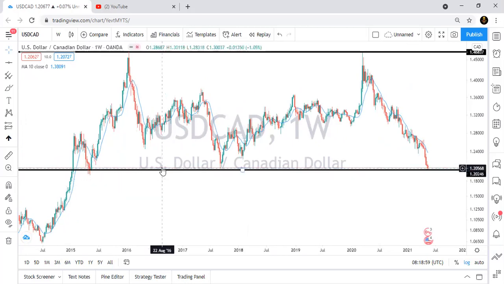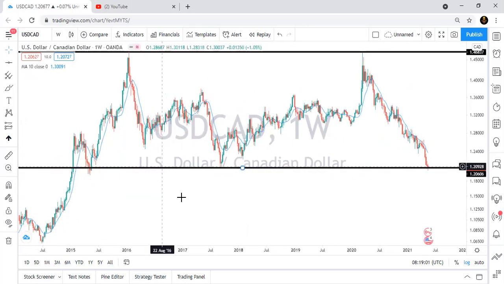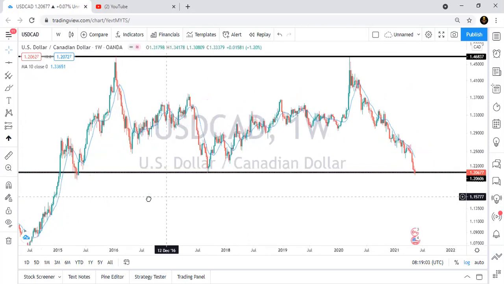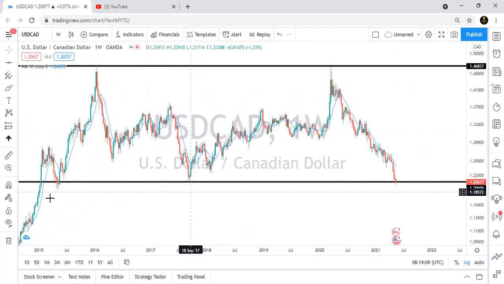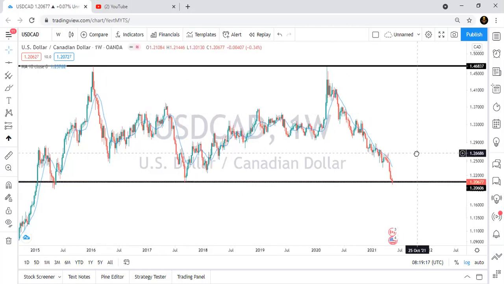Understand? We're still bullish. Then the market came down, didn't break this low, went up again and created a double top, then came down. So right now we're consolidating. I'll be looking for this market to go up.